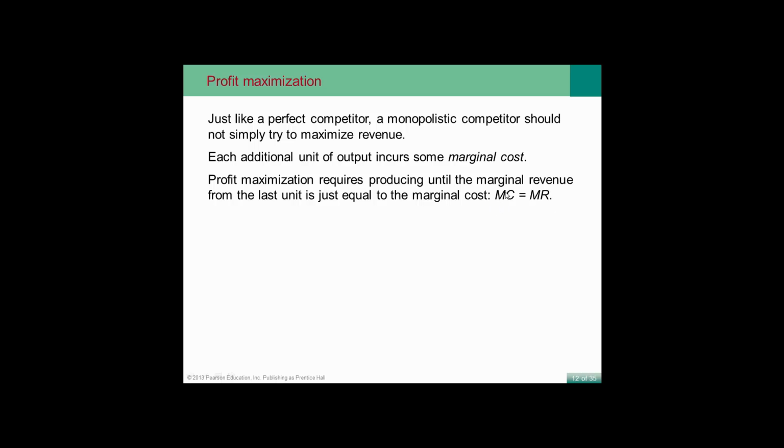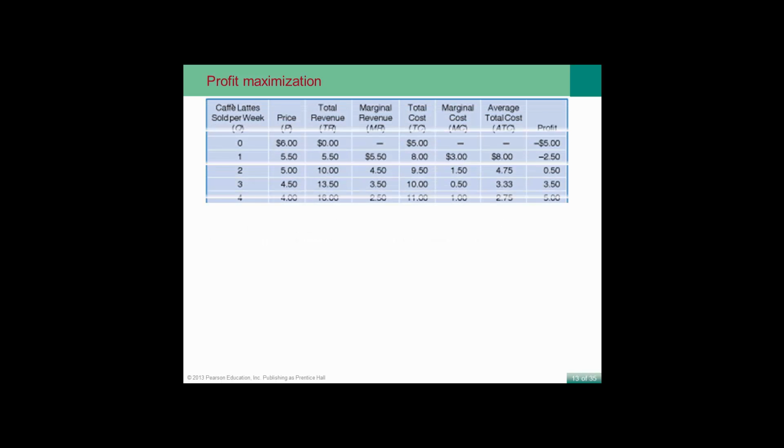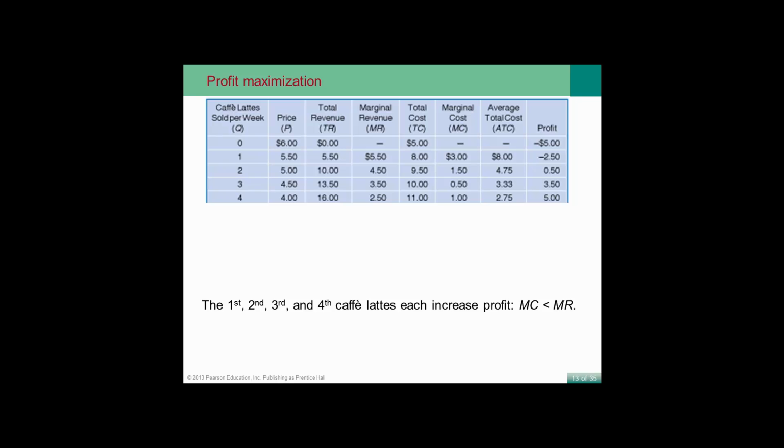So again, we're going back to the idea of producing until MC equals MR. Marginal cost equals marginal revenue. The same rule holds true for all firms that can marginally adjust their output. So here's an example. They're talking about the marginal cost: total cost, marginal cost, average cost.